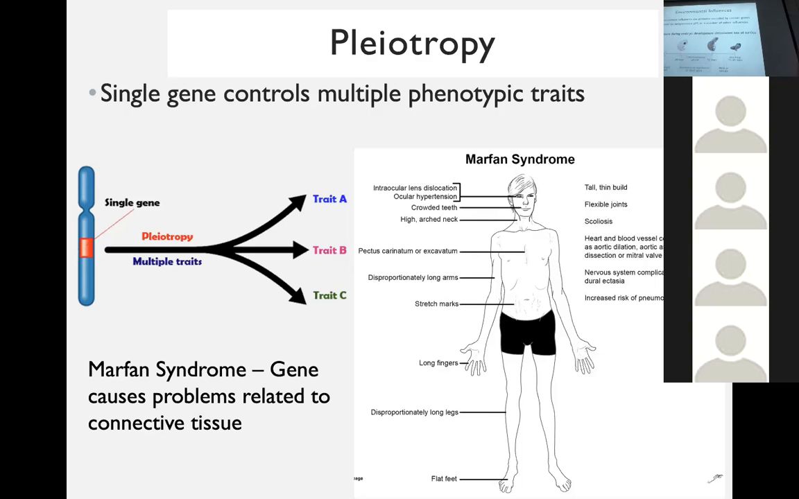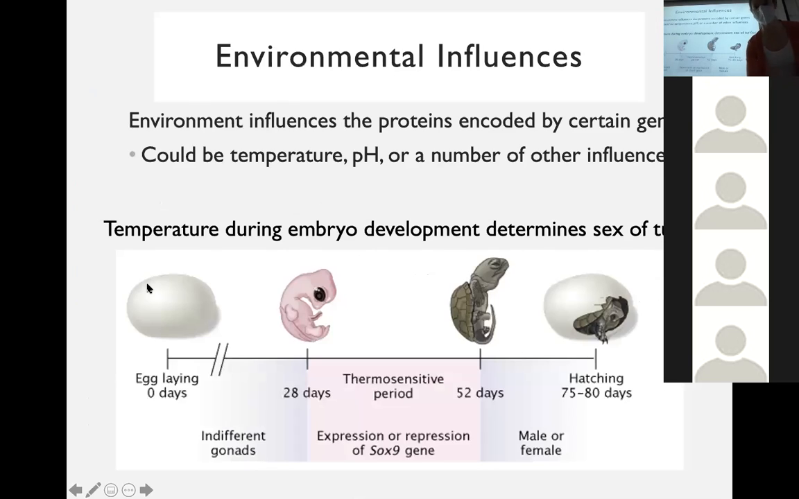Okay, and then this is really cool. I find this interesting, but it's because I like ecological type stuff. So the environment can actually influence the expression of genes. So it doesn't affect what genes are there, but it can affect how those genes are expressed. So temperature often affects this, pH, a number of other environmental factors can have an effect. A really great example is not only in turtles, but other reptiles as well. What temperature their embryo develops at can determine whether they're male or female.